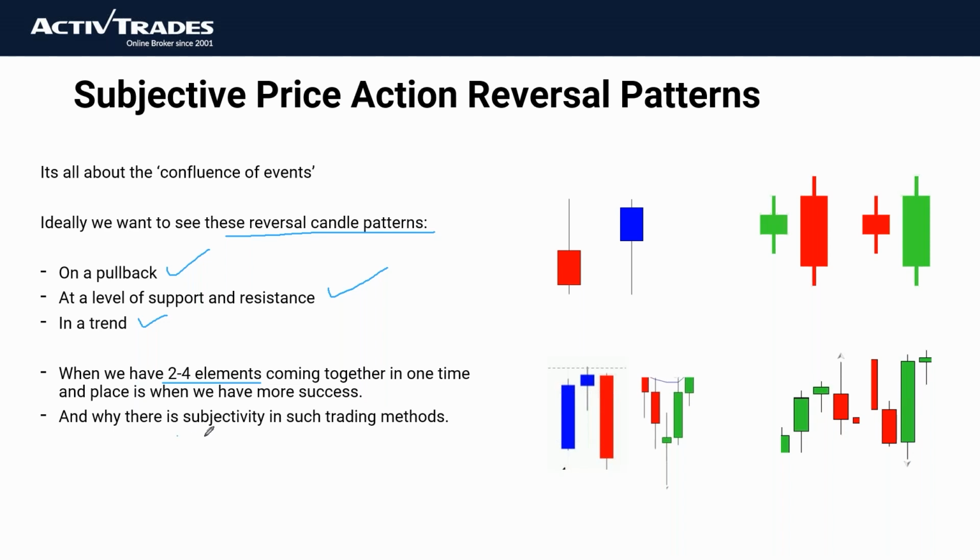And that's why there could be an element of subjectivity in such trading methods, because not every trade setup will look exactly the same. When you're looking for confluence of events, it could be on a pullback, at a level of support or resistance, in a trend, with good candle patterns, maybe a price action combination in there as well. All of these things come together, and so each one looks different. That means there's that element of subjectivity. Some traders love that, other traders hate that.